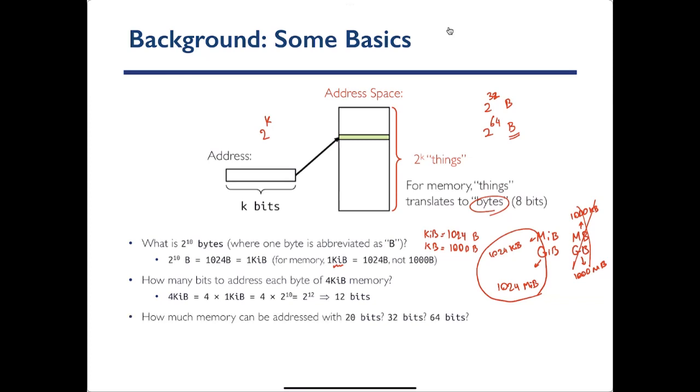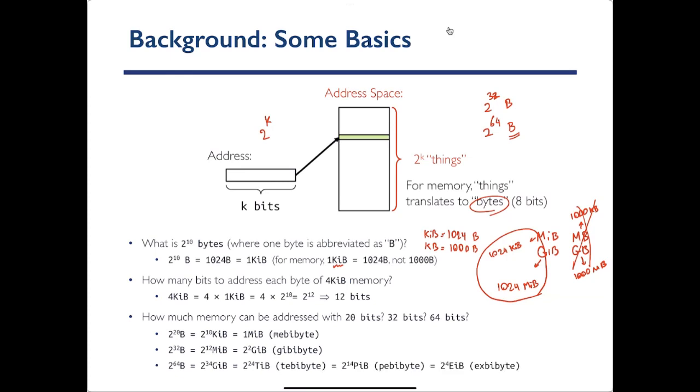How much memory can you address if you have 20 bits or 32 bits or 64 bits? For 20 bits, it's going to be 2 to the 20 bytes. So that's 1 megabyte. For 32 bits, you have 2 to the 32 bytes, which is 4 gigabytes. And if you go to 64 bits, that's going to be 2 to the 64 bytes, which is 2 to the 24 terabytes, which is 2 to the 14 petabytes, which is 2 to the 4 exabytes.